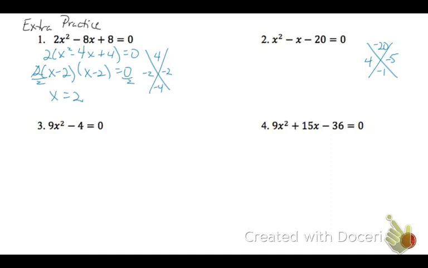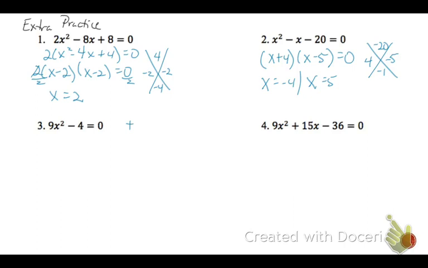It's level 1 factoring, so we get to go right to our parentheses, x plus 4 times x minus 5. And we're solving, so we have the equals 0. We set them both equal to 0 and solve, so x will equal negative 4 and x will equal 5.